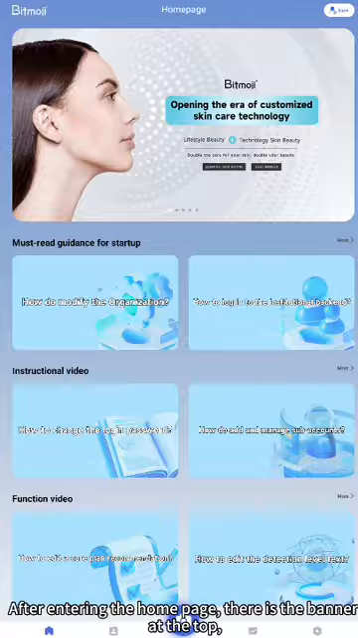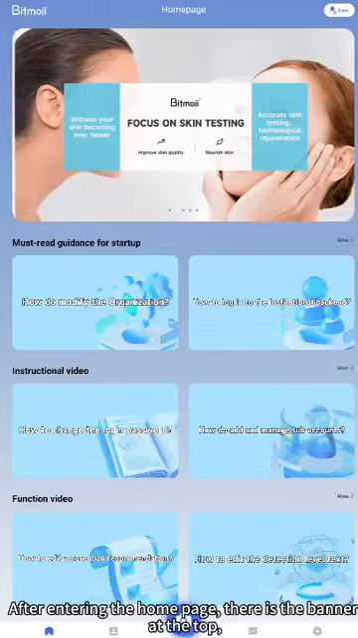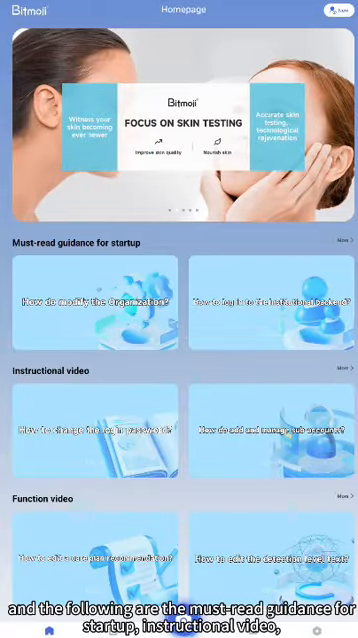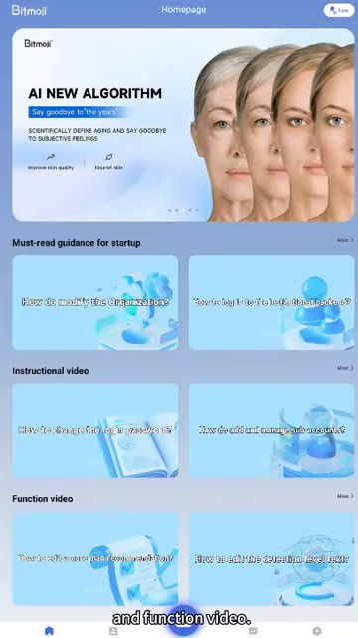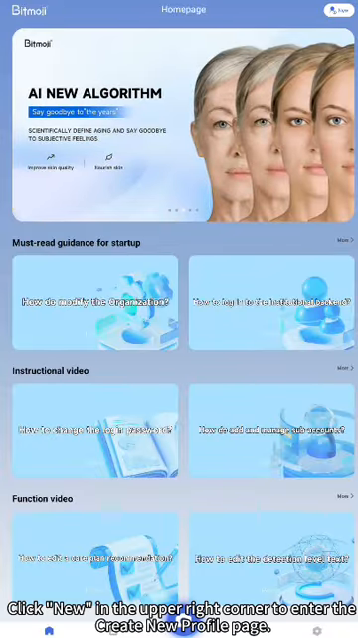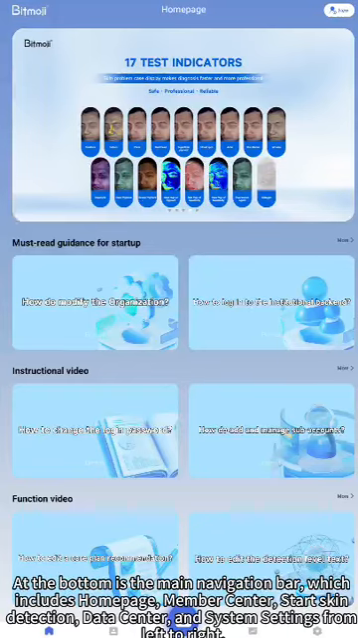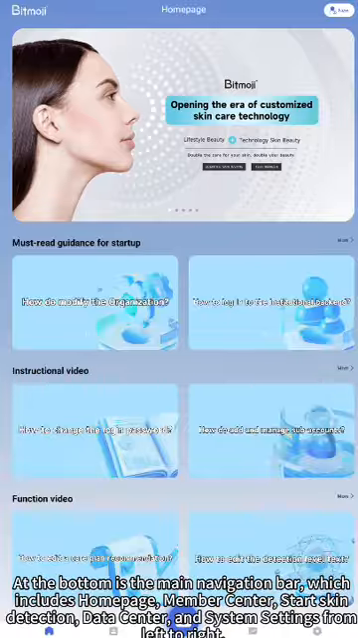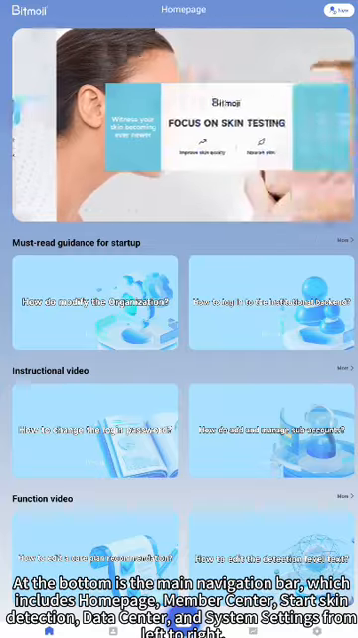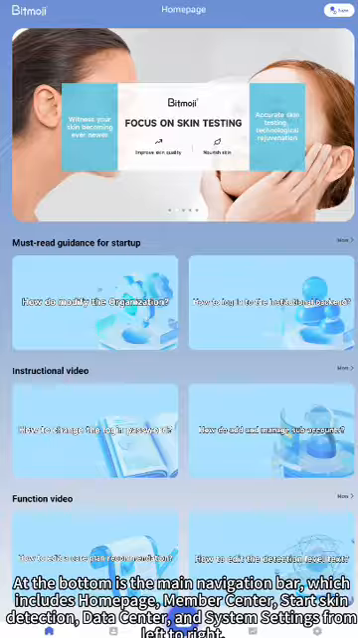After entering the home page, there is a banner at the top, and the following are the must-read guidance for startups, instructional videos, and function videos. Click New in the upper right corner to enter the Create New Profile page. At the bottom is the main navigation bar, which includes Homepage, Member Center, Start Skin Detection, Data Center, and System Settings from left to right.